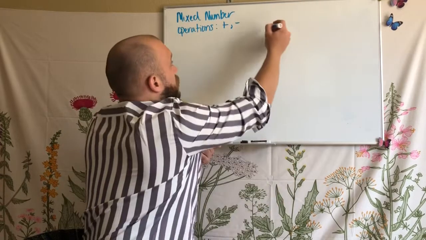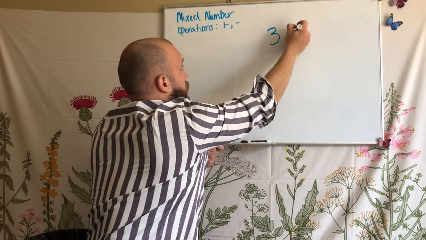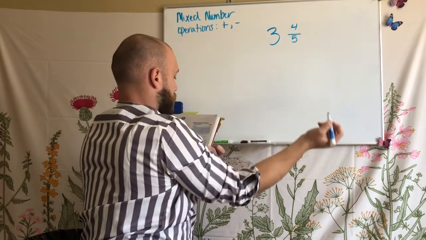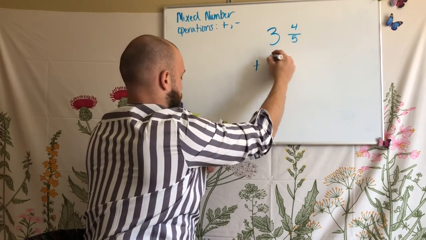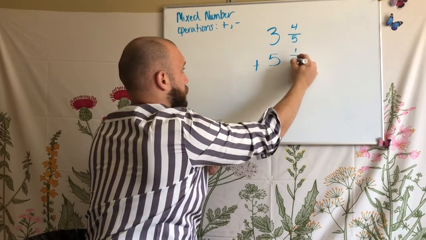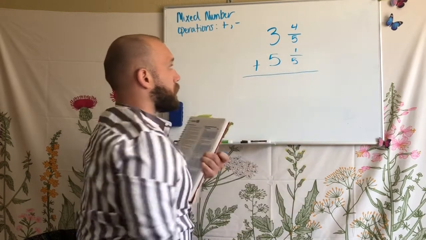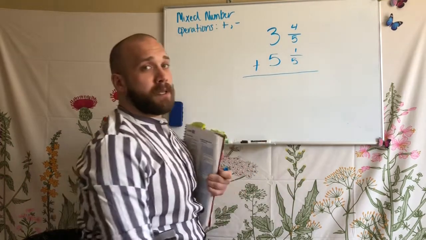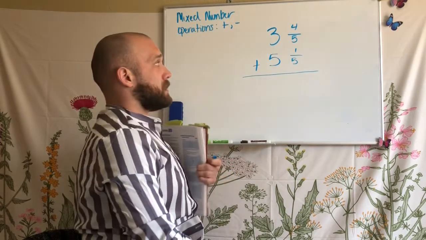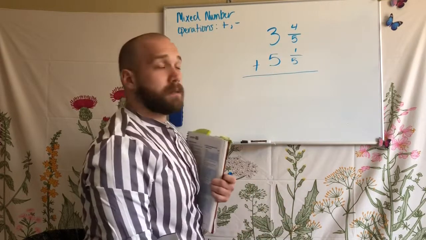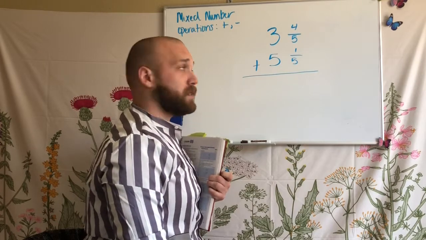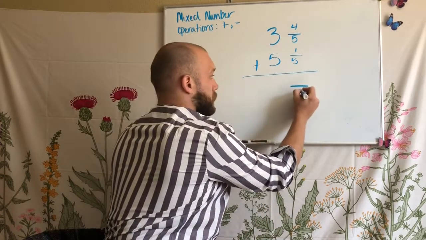First one, 3 4/5 plus 5 1/5. Remember, when you're adding or subtracting fractions, the denominator has to stay the same. In this case, the denominator for both fractions is 5. So we know that will remain the same.